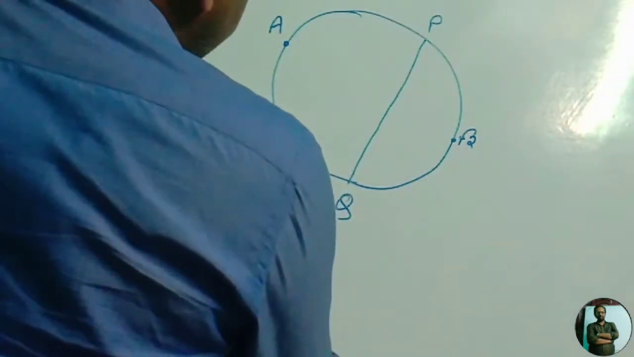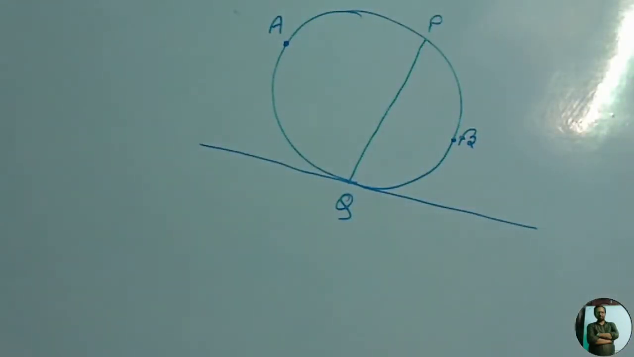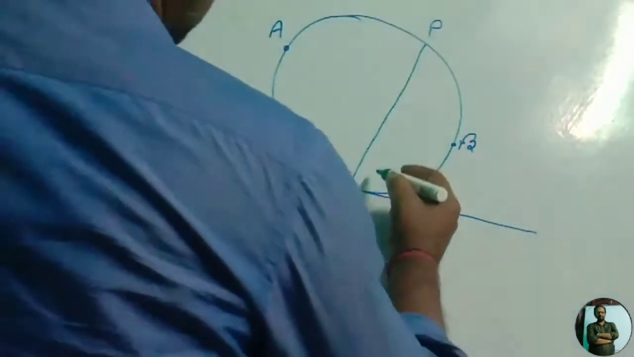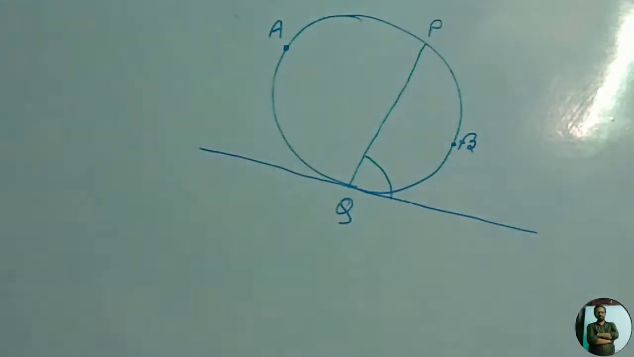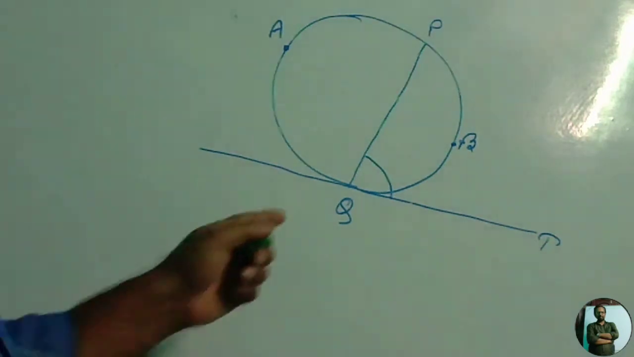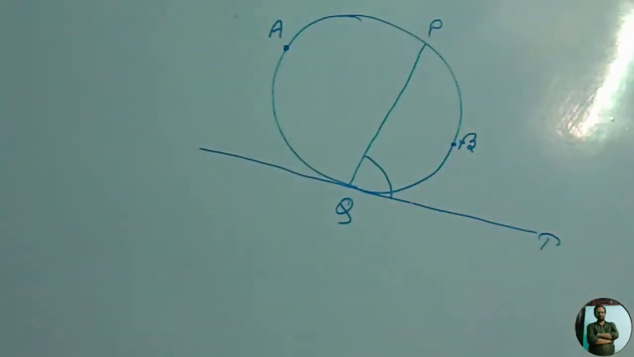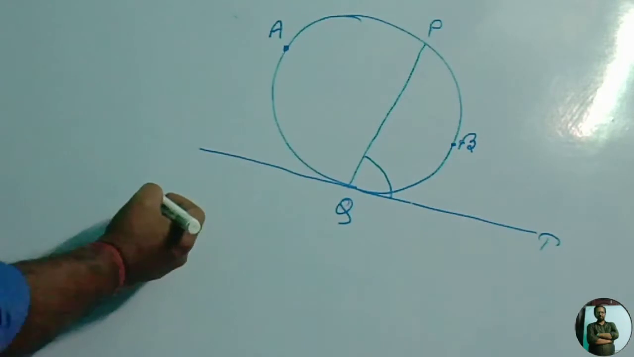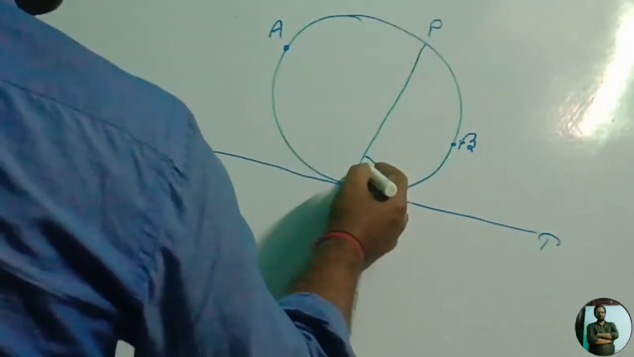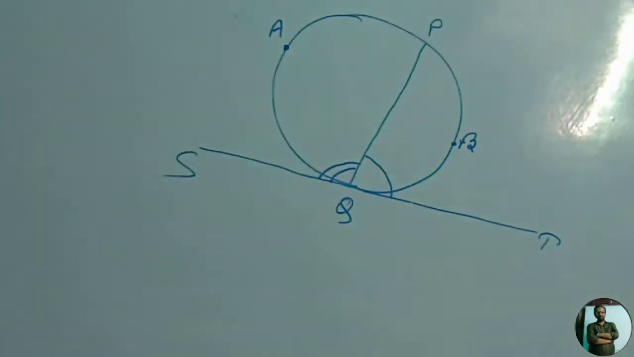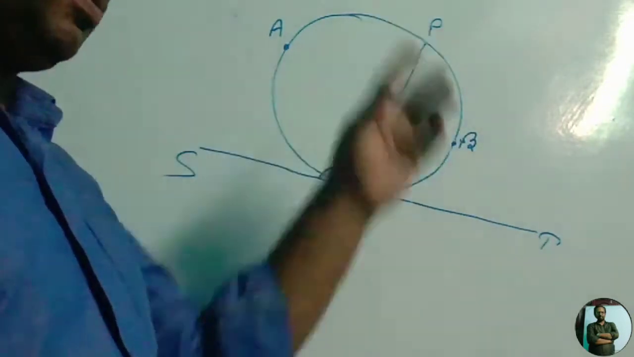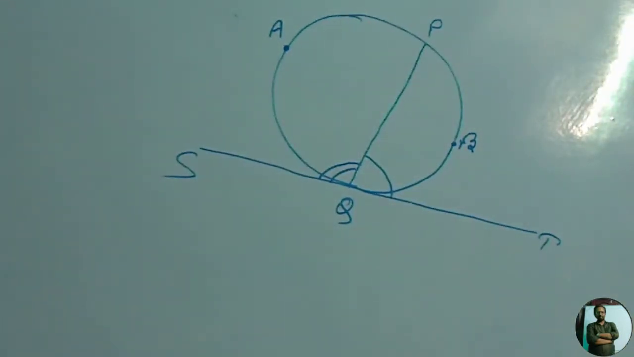If we draw one tangent through the point of contact Q, then for this angle PQT, segment PAQ is the alternate segment, and for this angle PQS, segment PQB is alternate segment.